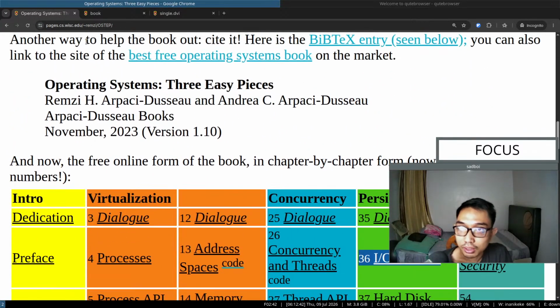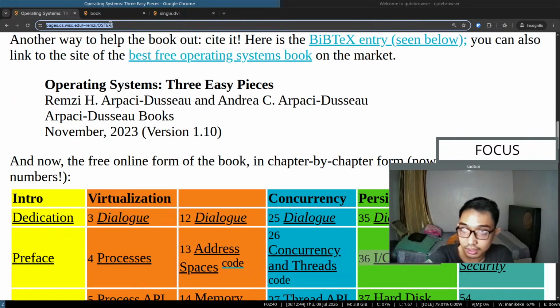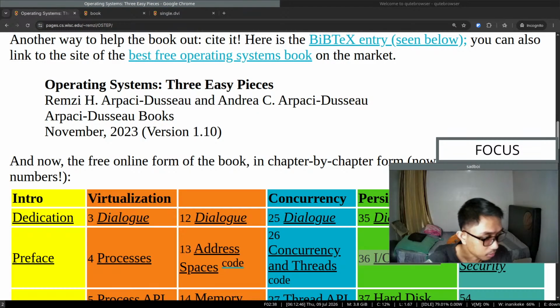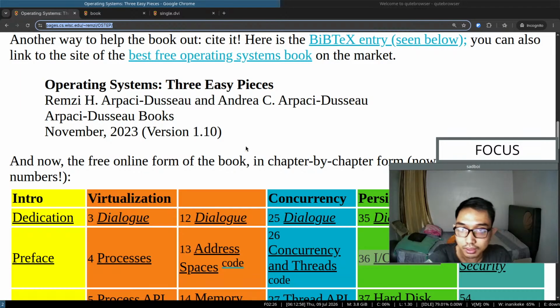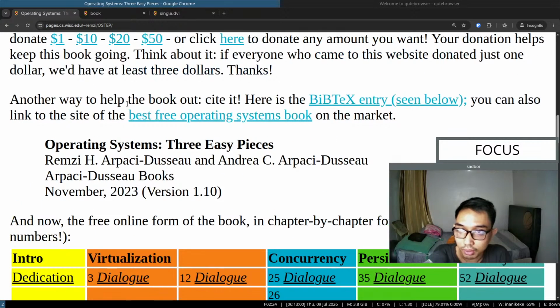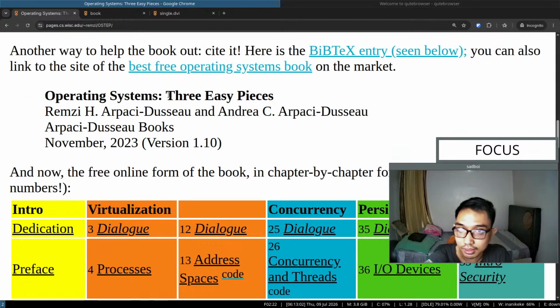In case you want to read this book, let me copy this in the chat, or you can take a look at the description. I have some resources there too. But yeah, for now we will mostly focus on this book, Operating Systems: Three Easy Pieces.